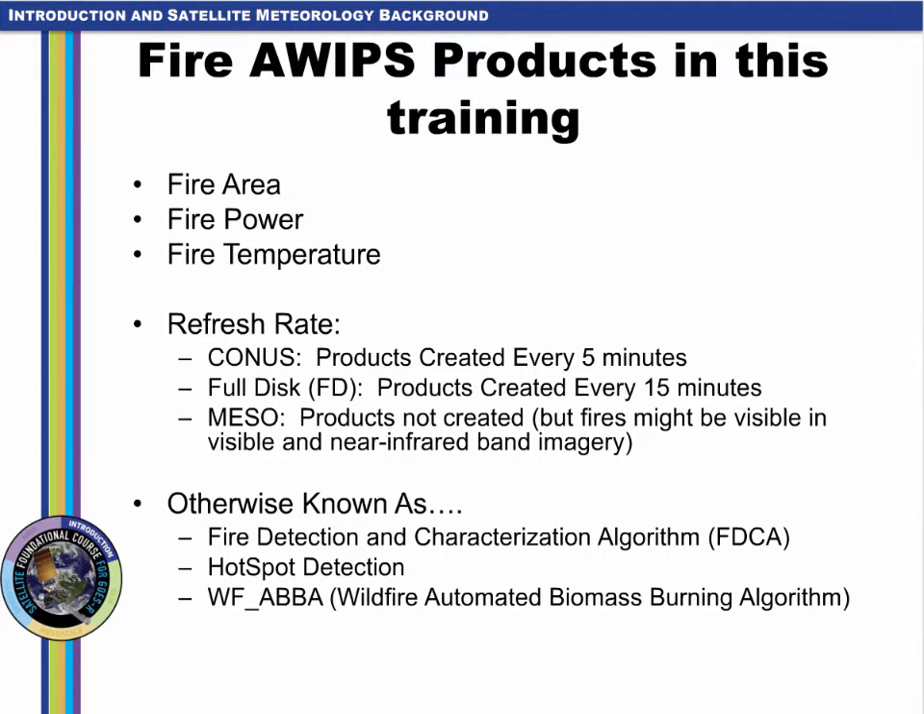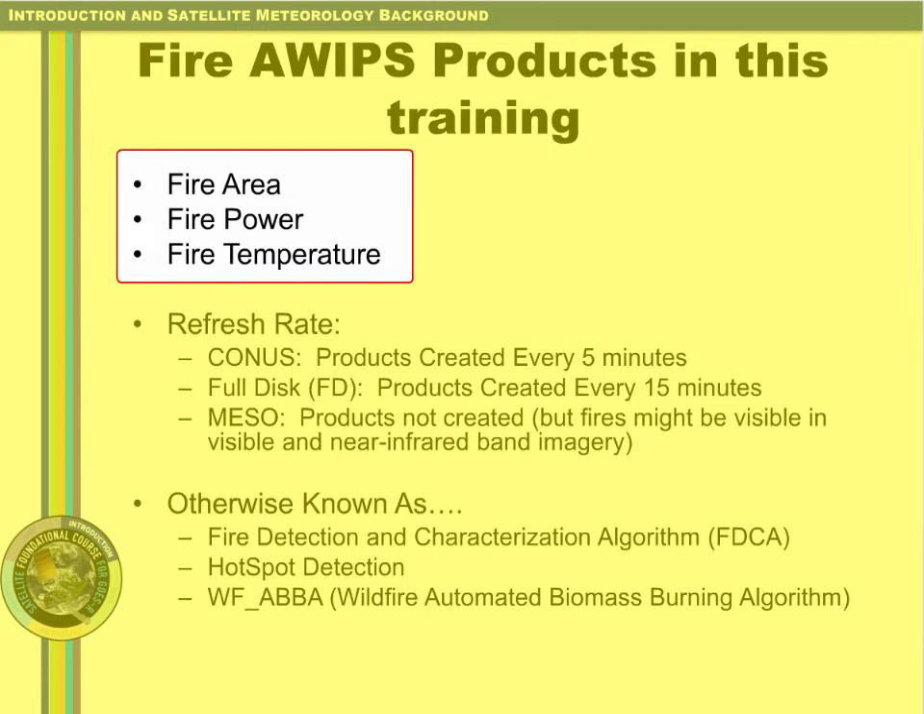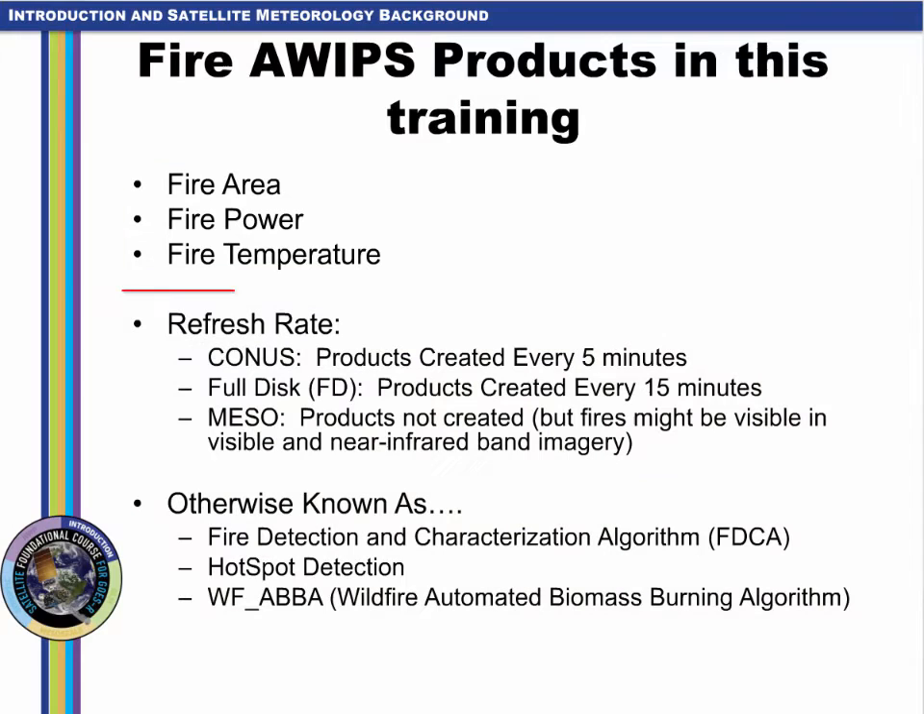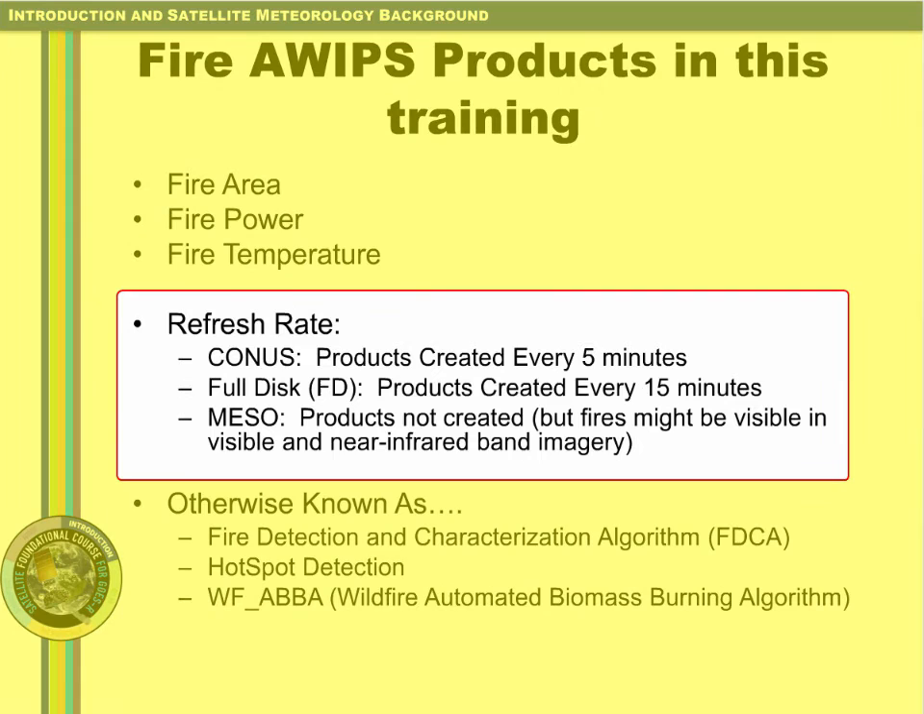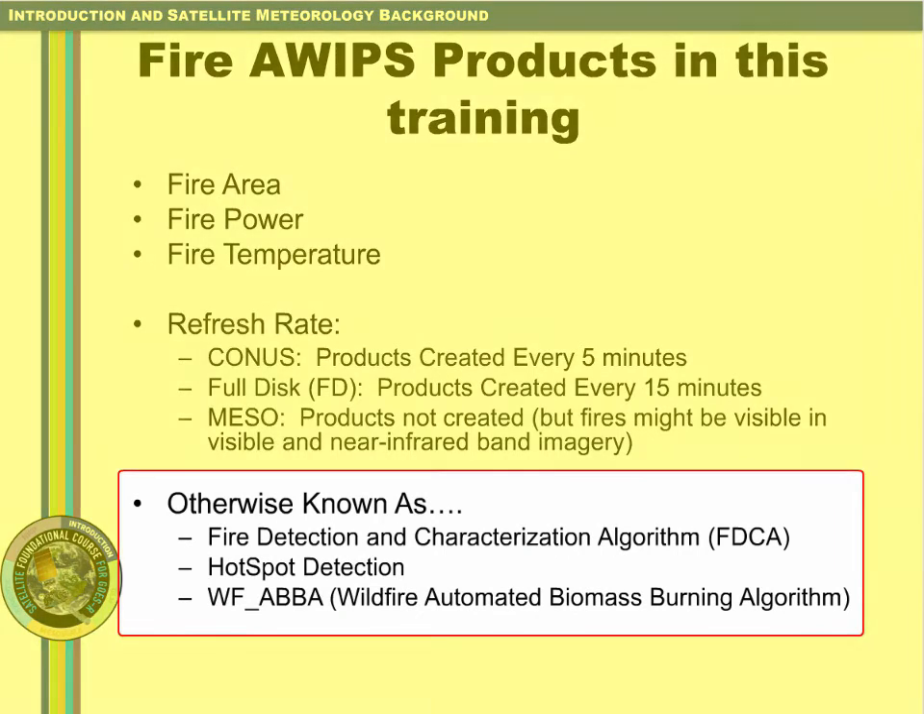The fire products that are available in AWIPS are fire area, fire power, and fire temperature. These are created every 5 minutes for the CONUS domain and every 15 minutes for the full disk domain. That means they're created for every full disk and CONUS image available. What is now known as FDCA, Fire Detection and Characterization Algorithm, one of the topics of this training, is very similar to the WF-ABA algorithm you may be familiar with. They both deal in hotspot detection.